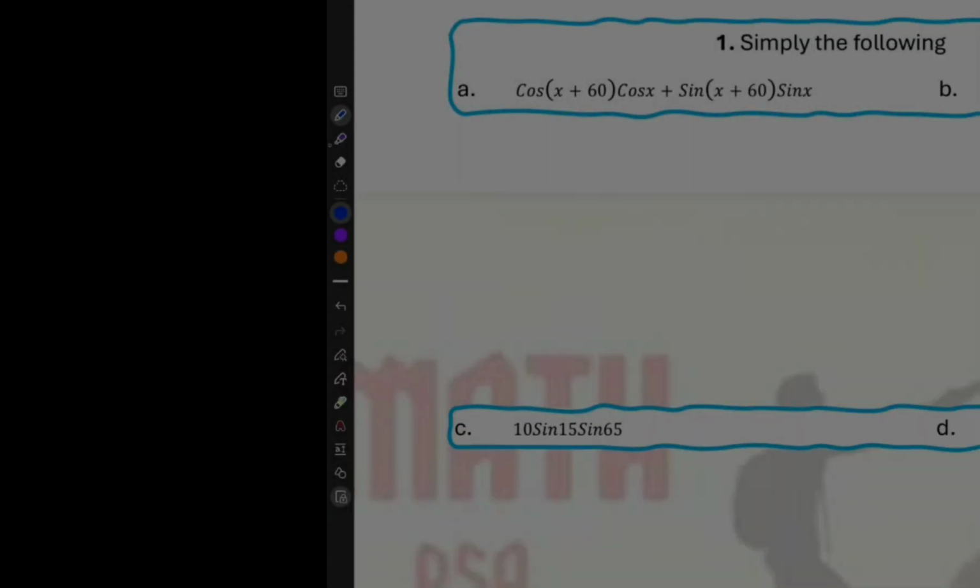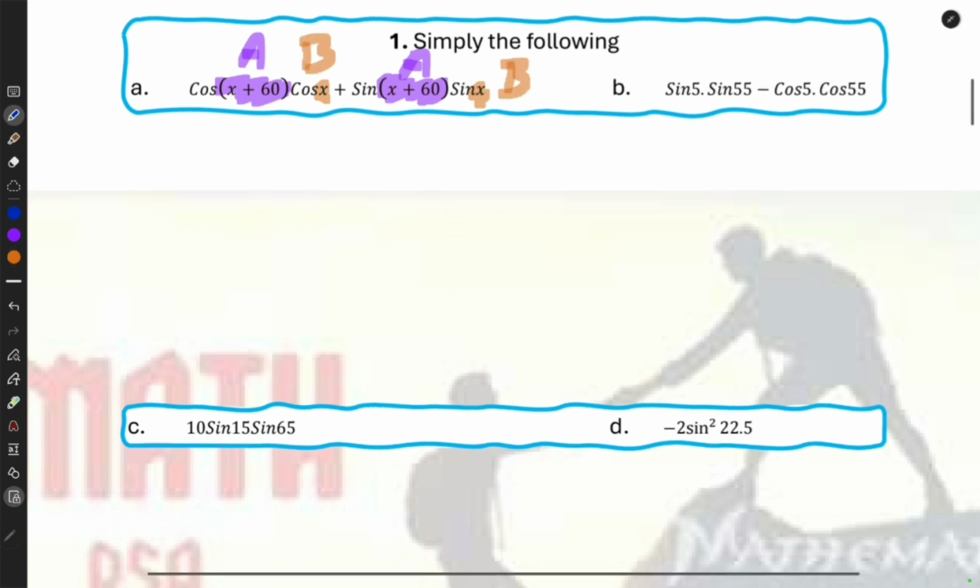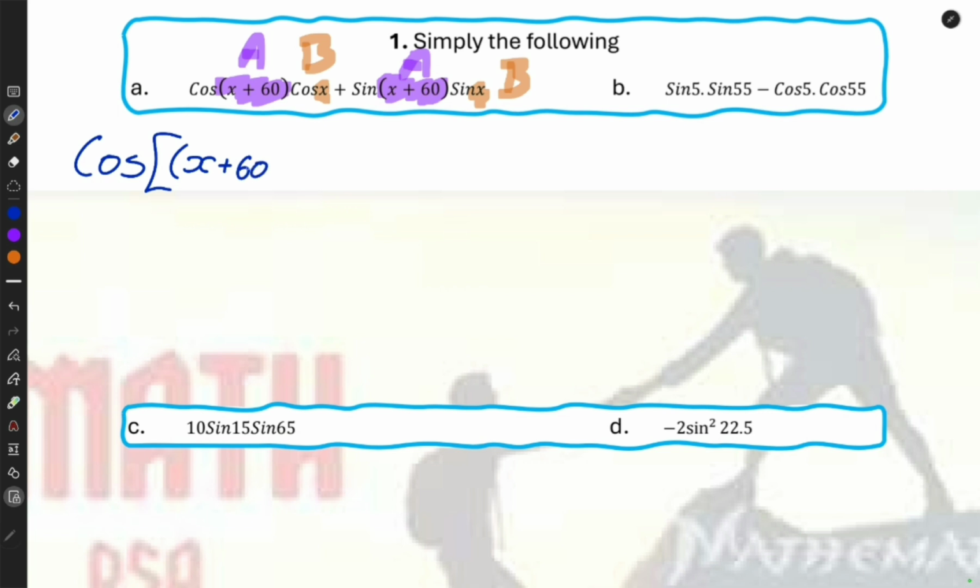Good luck. Question A. I can see that is in a compound format, so my advice would always be to take your highlighters and tell yourself what is angle A and what is angle B. So there is B and B. Now I just need to check the order of the compound formula, and this one is in the correct order, so this is just cos(A minus B). I'm going to say it's cos, bracket, A, which is x plus 60, minus B. In this case, the inside bracket has no purpose, so it can fall away, and the answer is just cos 60, which simplifies to a half.